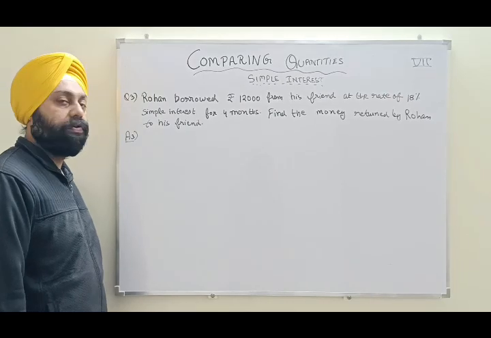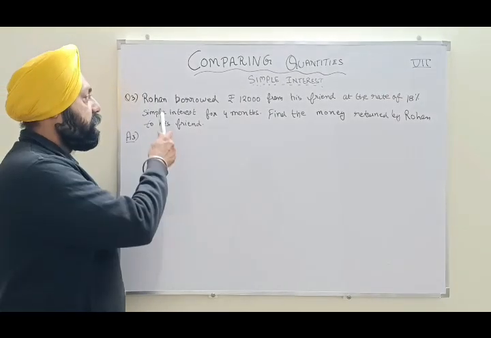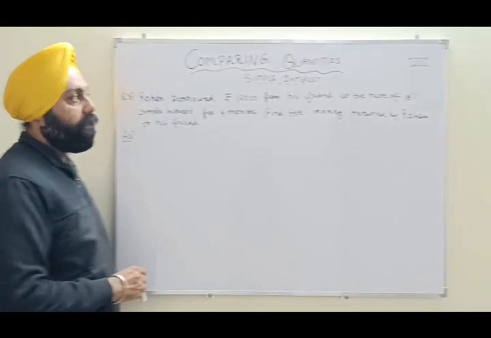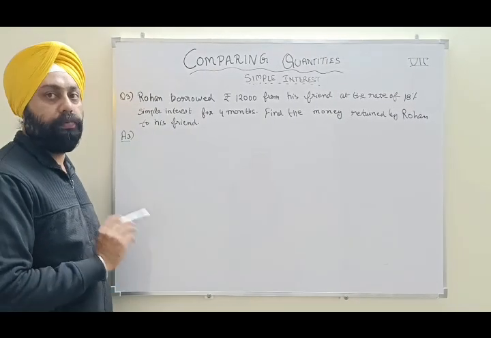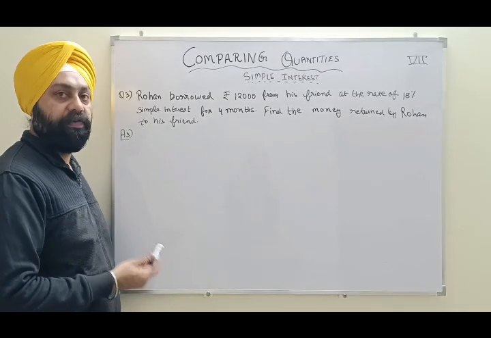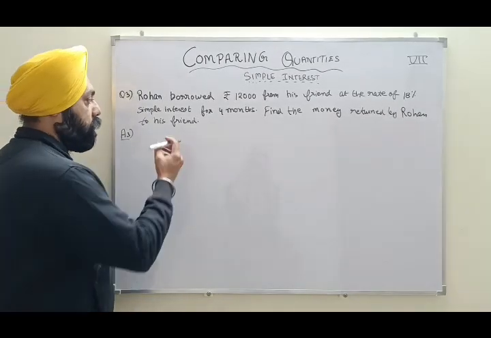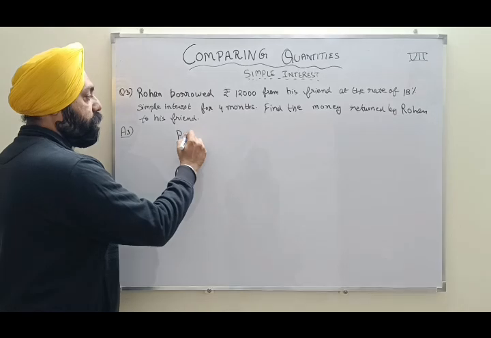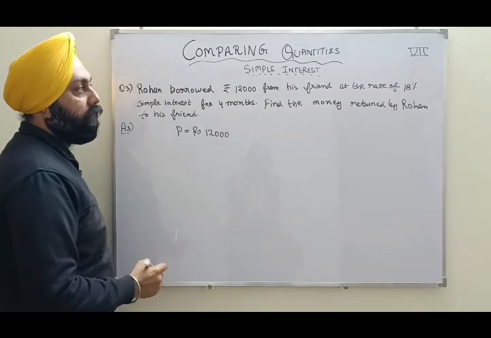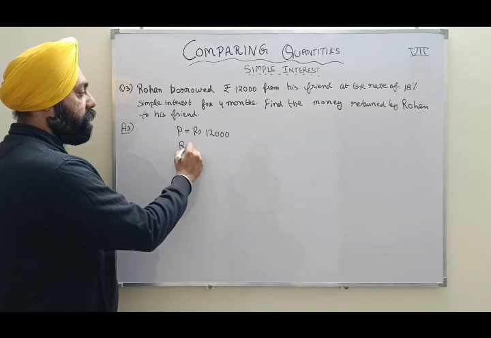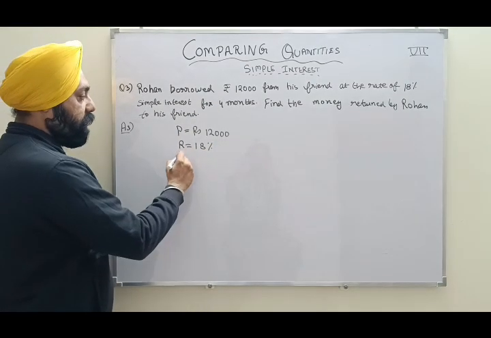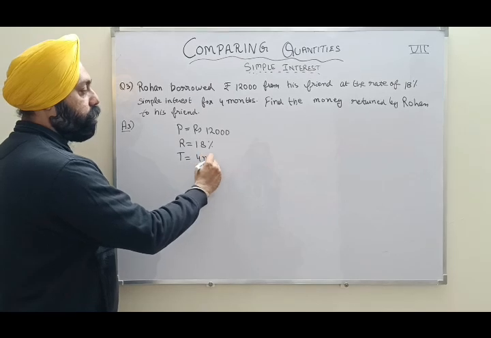So moving on to our third question. It says that Rohan borrowed rupees 12,000 from his friend at the rate of 18% simple interest for 4 months, and find the money returned by Rohan to his friend. So in this question, the principal is rupees 12,000, rate of interest is 18%, and the time period is 4 months.